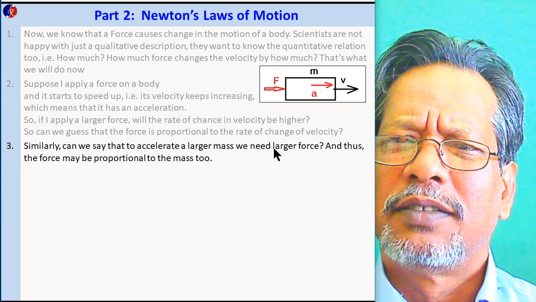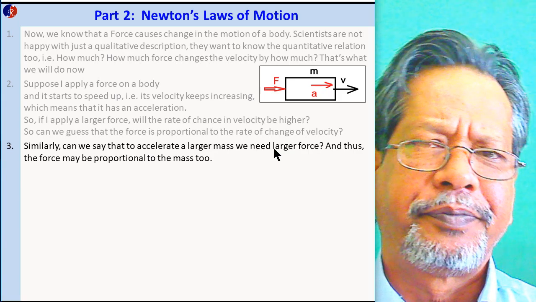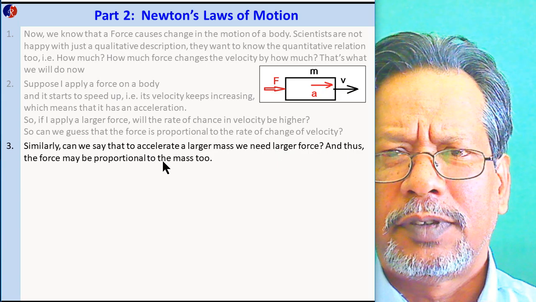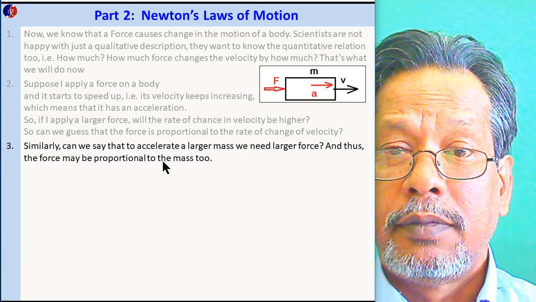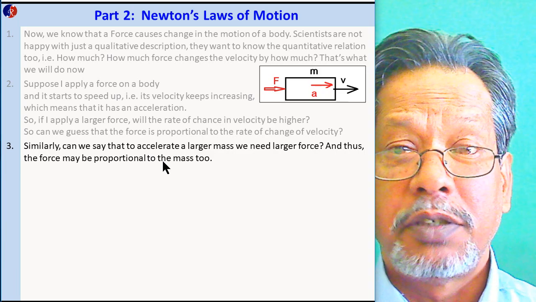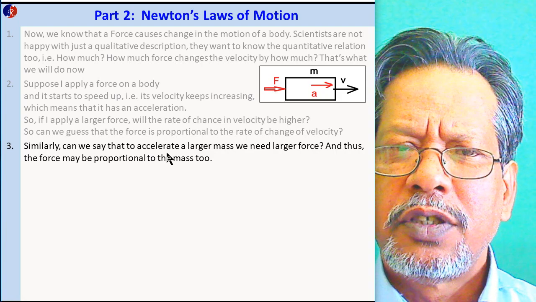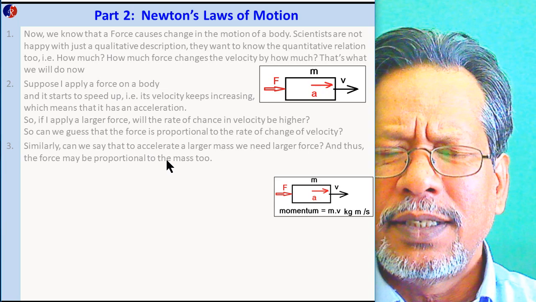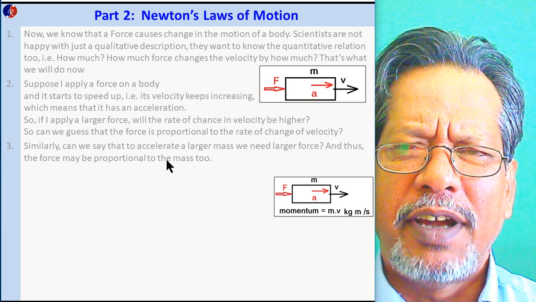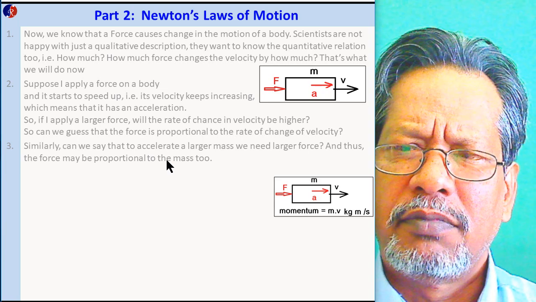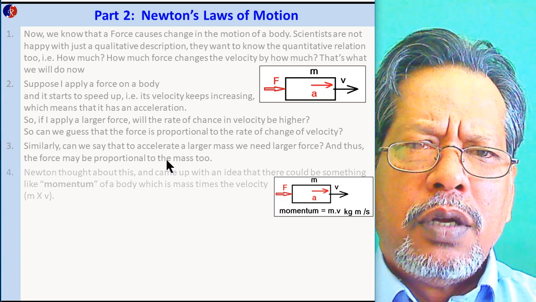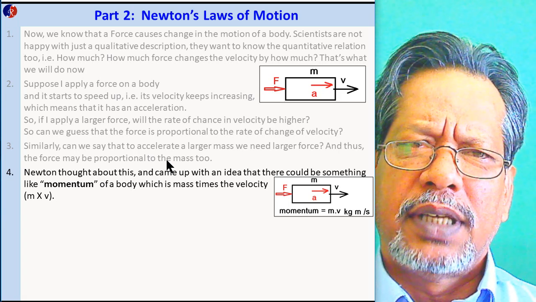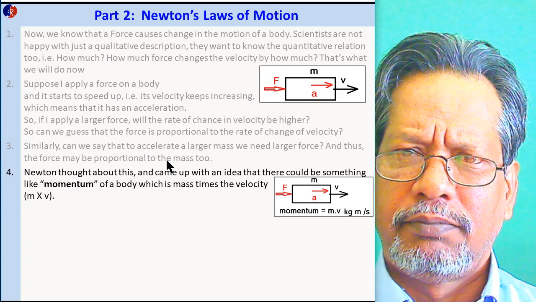Yes, that's making sense. So it depends on mass too. And thus, the force may be proportional to the mass too. Okay? Larger mass, you need larger force. So these two put together, Newton started thinking, what is it that actually relates to the force? Acceleration, mass, both. So he thought every body, material body, has something called momentum.